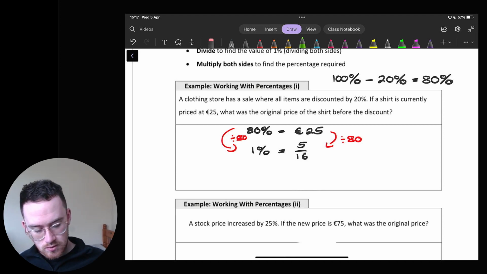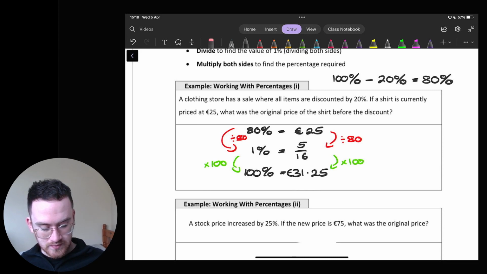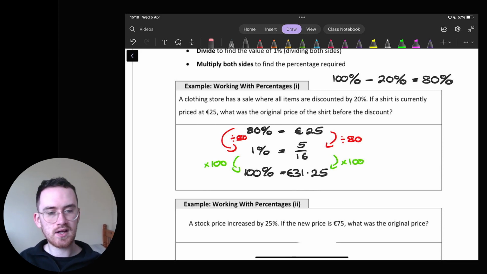Then to get the total amount, I'm going to multiply by 100% because I want to know what the original amount was, what the total was in the first place, what the 100% value was. So 100% is, I take my answer and multiply by 100, and I get 31.25 as my original amount.